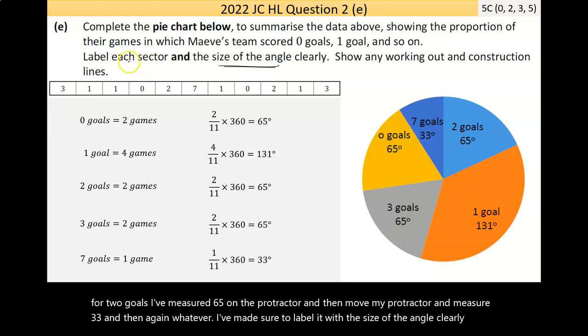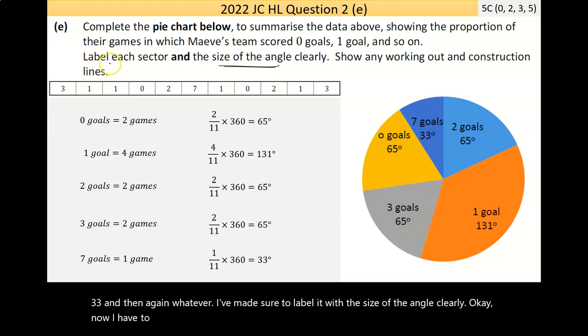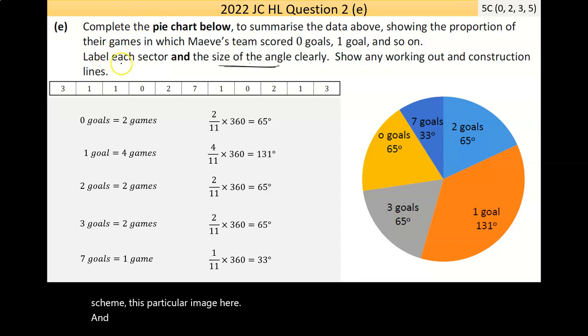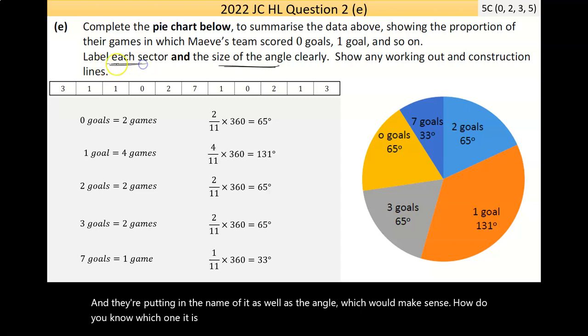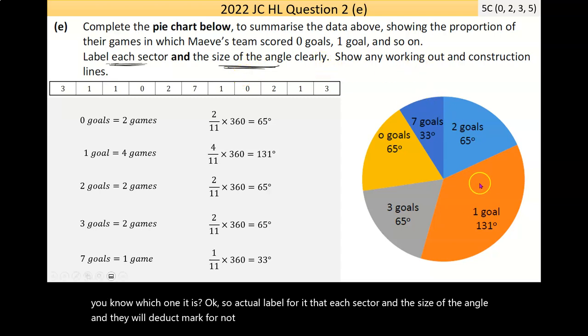Now, I have to check the marking scheme. This is actually taken from the marking scheme, this particular image here. And they're putting in the name of it as well as the angle, which would make sense. How do you know which one it is? So an actual label for each sector and the size of the angle. And they will deduct a mark for not labeling it properly. So that's that pie chart, pretty handy.